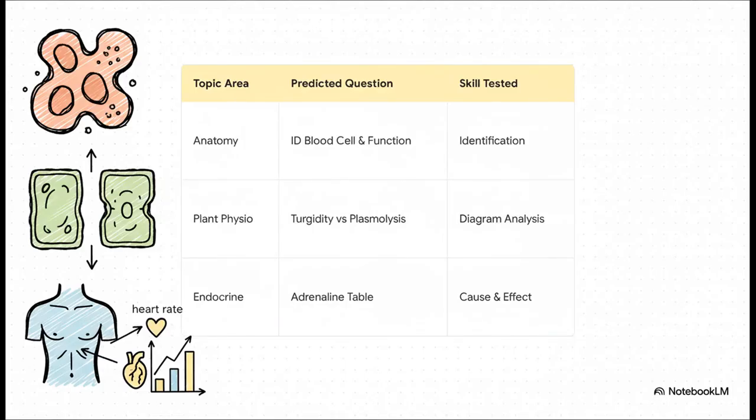Well, for anatomy, instead of just a definition, you might get a diagram of a blood cell, like a neutrophil, and be asked to identify it and state its function. For plant physiology, you'll probably see 2 diagrams of a cell and have to explain which one is turgid and which is plasmolyzed. See, it's analysis. And for the endocrine system, you can bet on seeing a table about a hormone like adrenaline, where you fill in the cause and effect on your heart or your blood sugar.